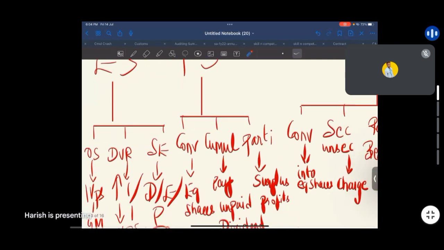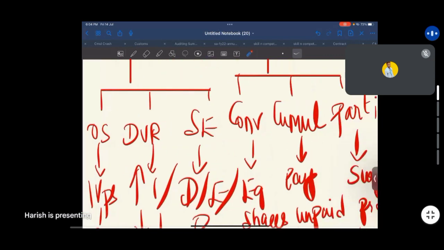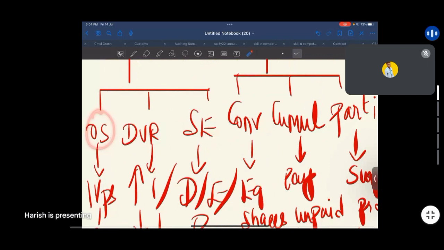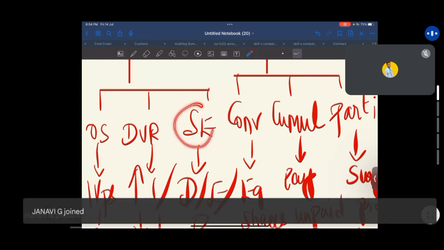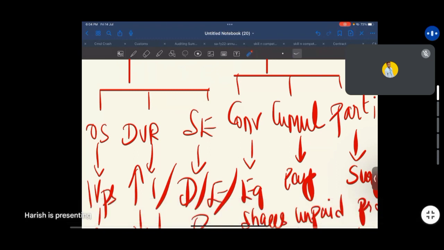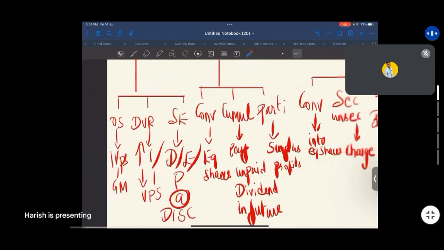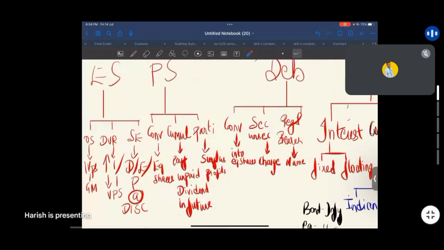Equity shares, on the other hand, can be further divided into ordinary shares, which are mentioned as OS, DVR shares, which are those shares that have differential voting rights, and SE shares that are called sweat equity shares. Ordinary shares usually carry one vote per share, meaning all the shareholders that hold these ordinary shares usually can vote in the general meeting depending on the number of shares that they own. So that is the special feature of these equity shares.